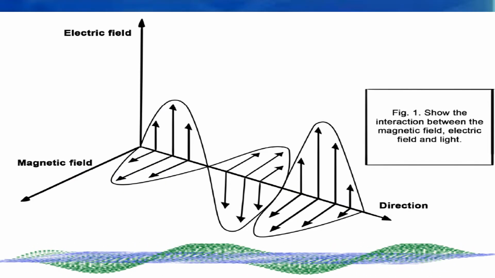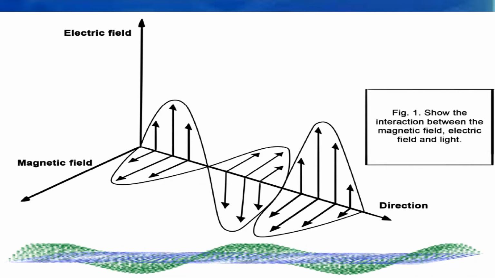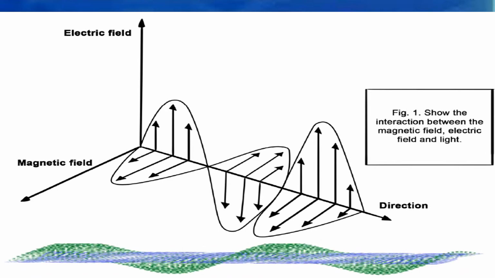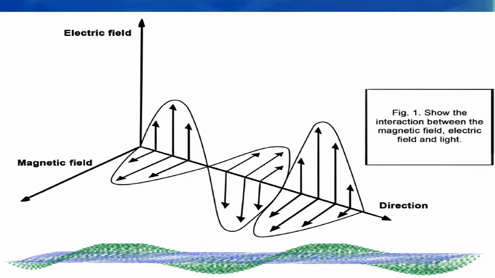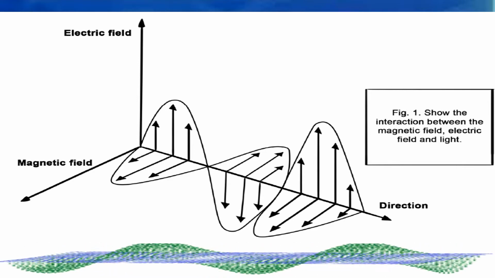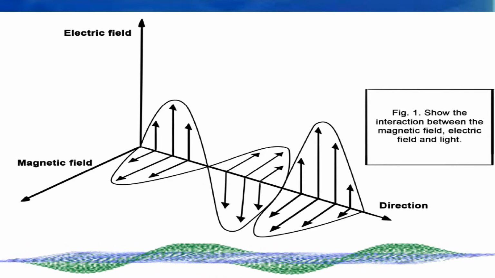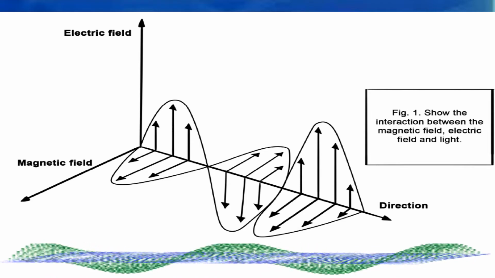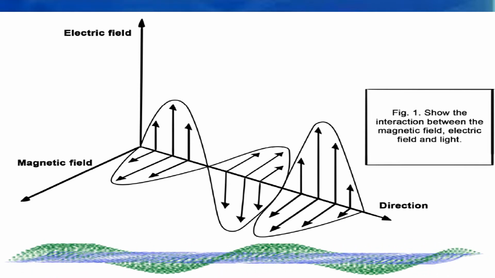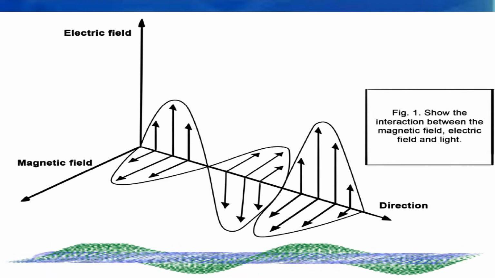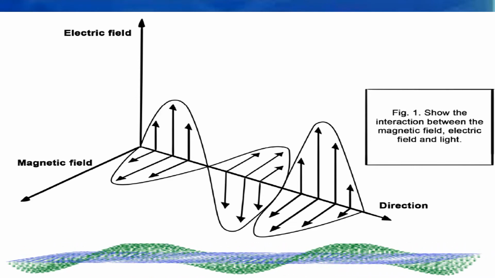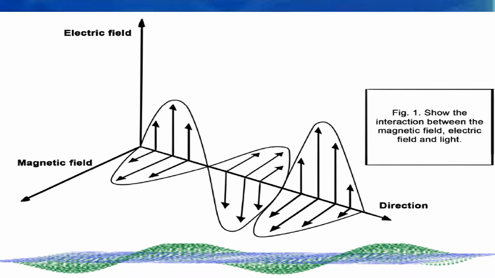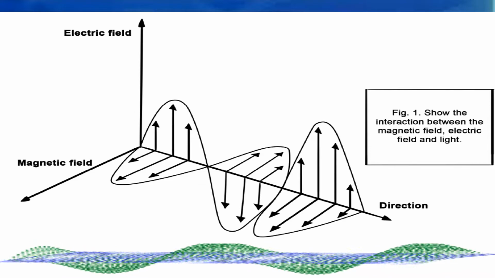Now, we have here the diagram for the electric field and magnetic field. This figure shows the interaction between the magnetic field and the electric field and the light. Okay.